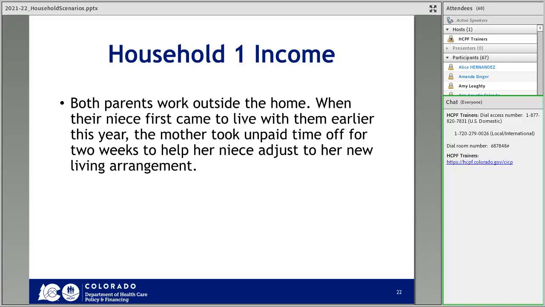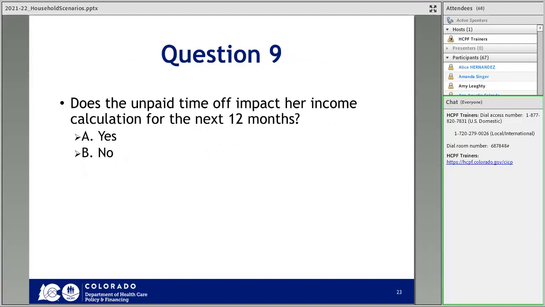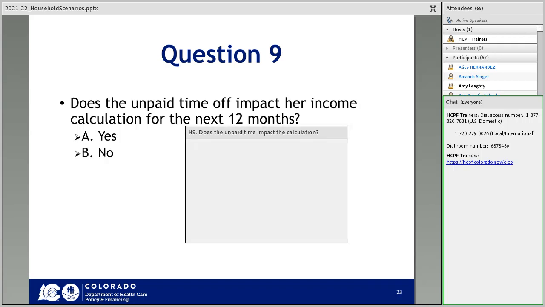All right, so for the household, both parents work outside of the home. And when their niece first came to live with them earlier this year, the mother took unpaid time off for 2 weeks to help the niece adjust to her new living arrangement. Does the unpaid time off impact the income calculation for the mother for the next 12 months? In other words, can you just use her straight paycheck, or is there something that you need to do to account for those 2 weeks that she took unpaid time off?